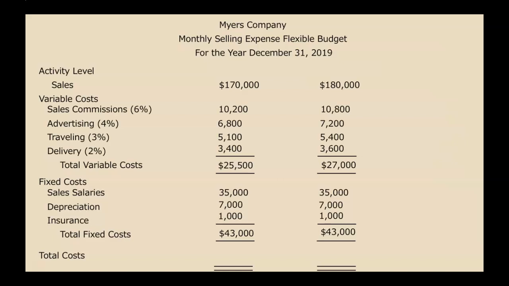Now our last line here is the total cost, right? So we're going to take the total variable and the total fixed for each activity level. We're going to add them up and find our total cost to be 68,500 and 70,000.